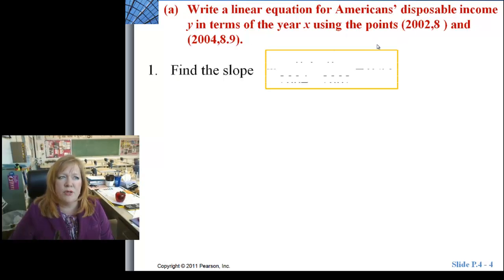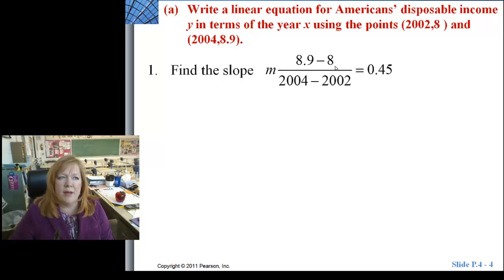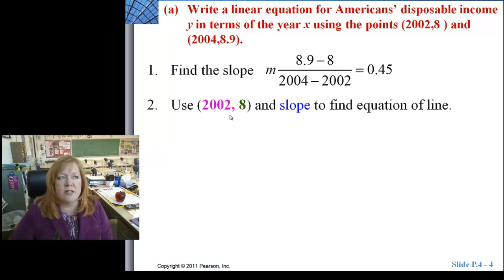We have the 2 points, so if we find our slope, we'll take y minus y over x minus x, and we get 0.45. It's actually the change in trillions of dollars from year to year. Use this point and the slope to find the equation of a line. Could I have picked the other point? Absolutely. I picked this point because there's no decimal on the y coordinate.